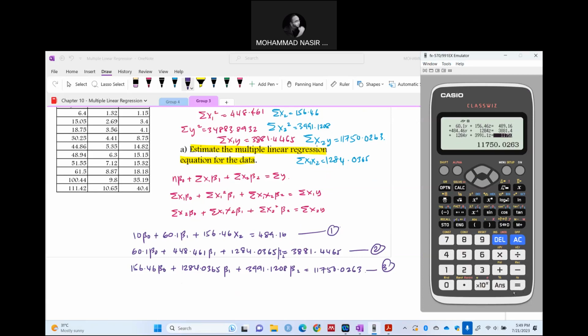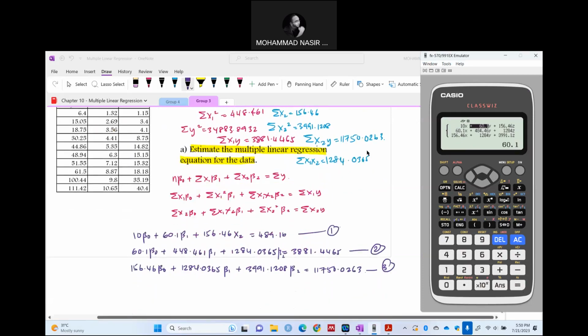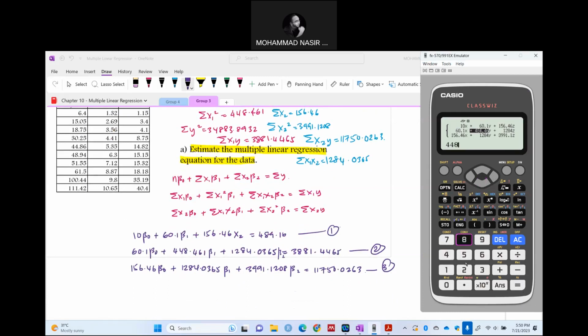So have you done? What is your beta naught? 5.5? Is it? Salah key in ke? 0.5, right? Tengok sekarang kat mana salah? This is 60.1 ke 60.07? This is 448. Yeah, 448.461. Okay. Is it 0.50, right?